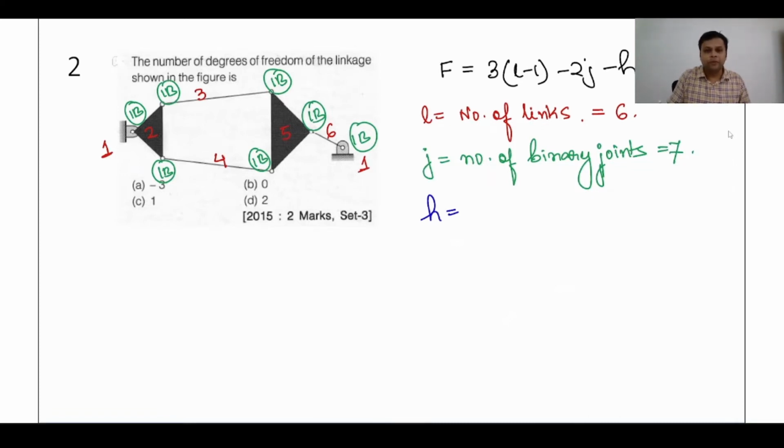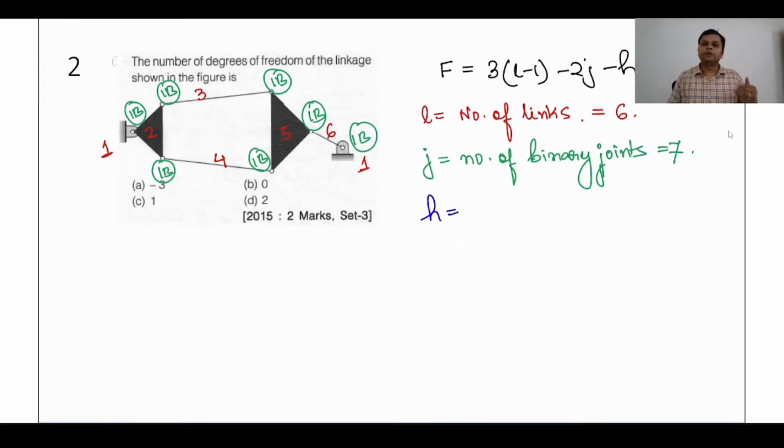What are higher pairs? The joints which have only point contact or line contact. Point contact, like a sphere kept on a table, connection between cam and follower, connection between two cams, connection between a pair of gears. These are all point or line contact, right? So higher pair means point or line contact.